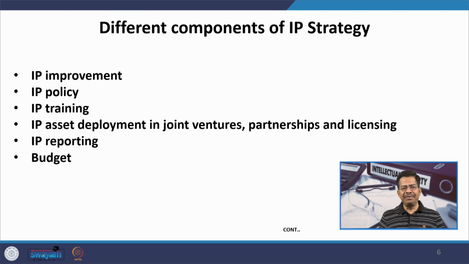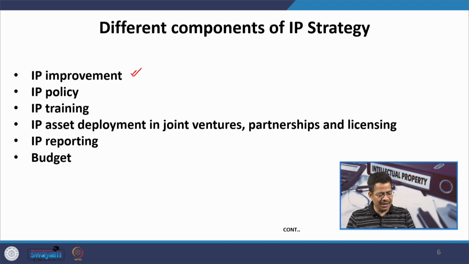Now, when we talk of IP strategy, there are some important components which should be the elements of the IP strategy, that is, IP improvement. Your IP strategy should help in improving the IP culture in your organization. People should understand what we mean by IP, why we should do IP, what are the benefits of IP. That is one important activity of IP strategy, improving the IP portfolio.